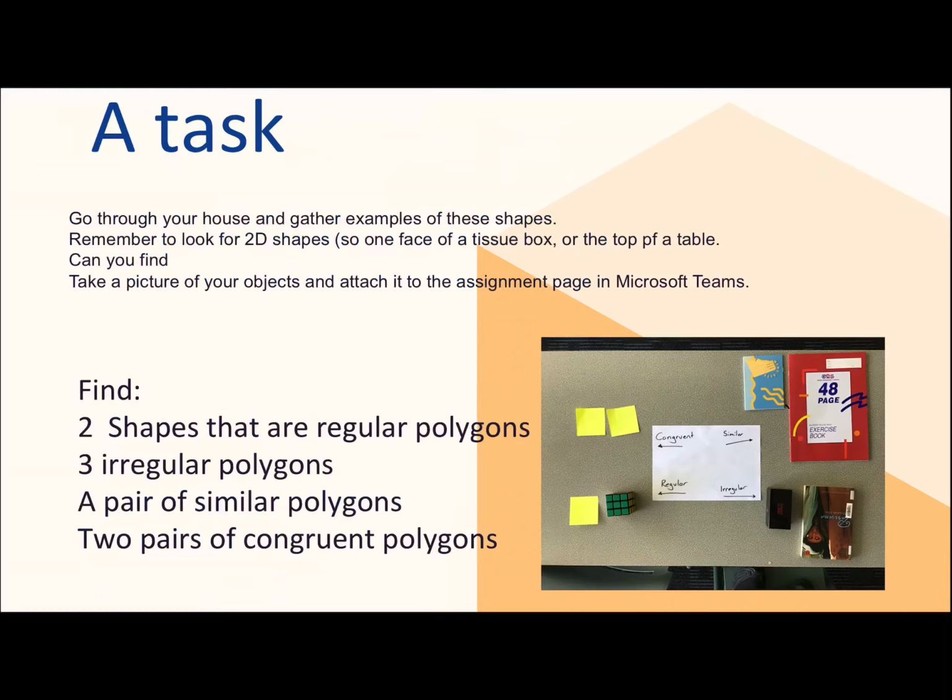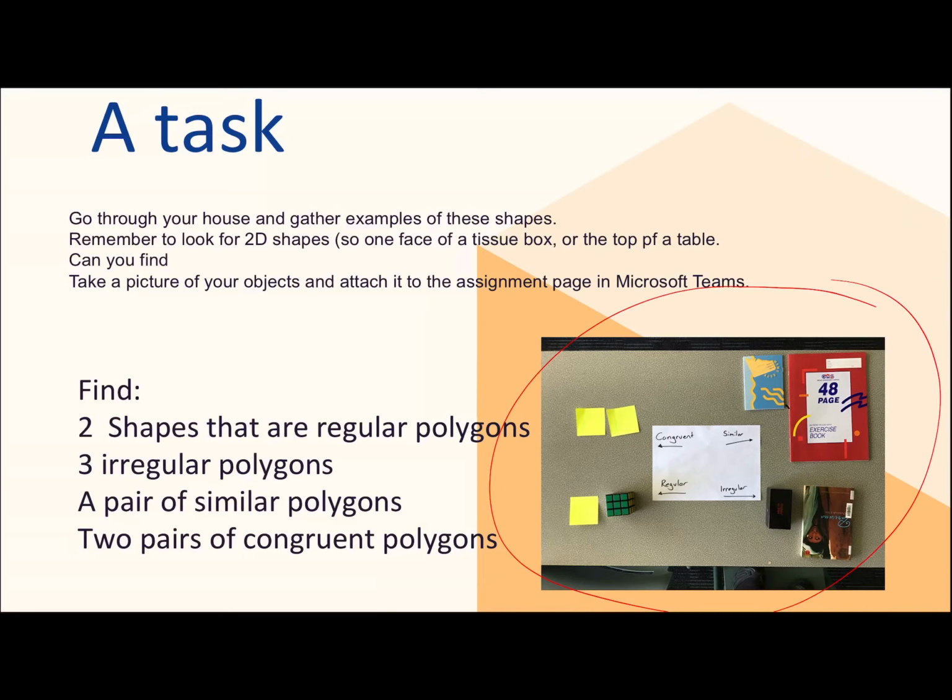So go and gather the stuff, find 2 shapes that are regular polygons, find 3 irregular polygons, find a pair of similar polygons and 2 pairs of congruent polygons. If you get them, take a photo like I've got here and just label them for me.